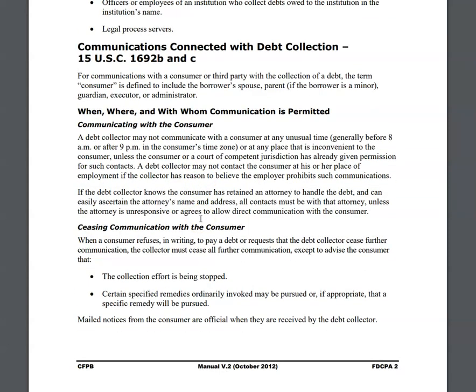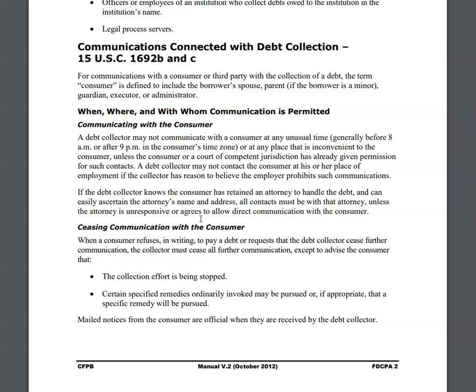Now, communications connected with debt collections, 15 USC 1692b and c. If you actually go to the Fair Debt Collection Practices Act, you'll see there's a lot more information in this. This is just a summary. For communications with consumers or third parties in connection with collection of a debt, the term consumer is defined to include the borrower's spouse, parent if the borrower is a minor, guardian, executor, or administrator.